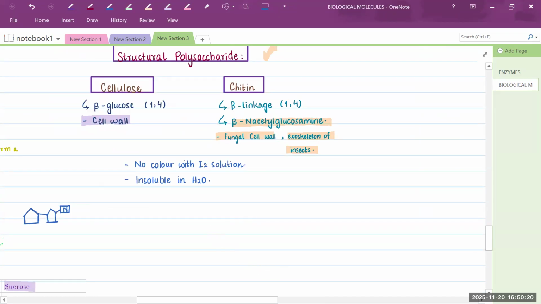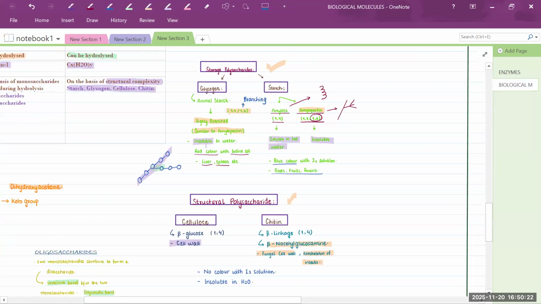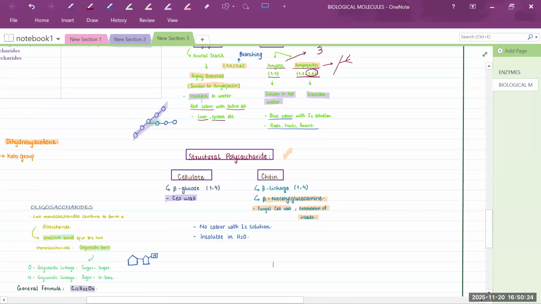That brings us to an end with carbohydrates. Now we are left with proteins, lipids, and nucleic acids. All these three topics on their own are comparatively less lengthy than carbohydrates combined. So we'll probably see them in the next video.